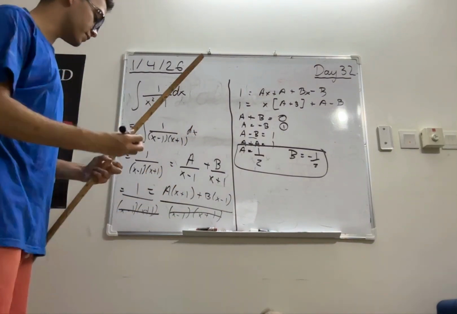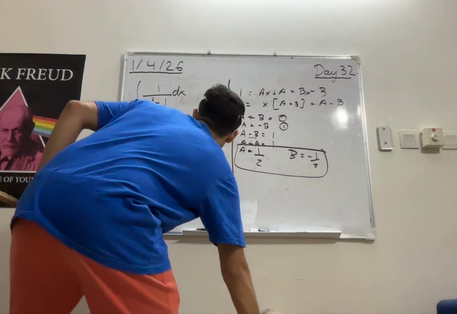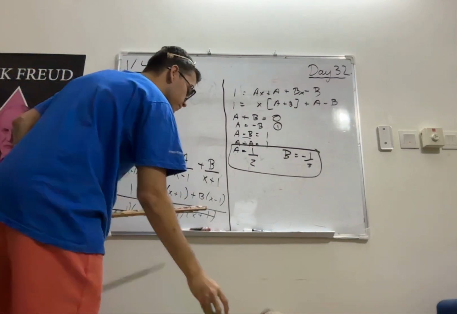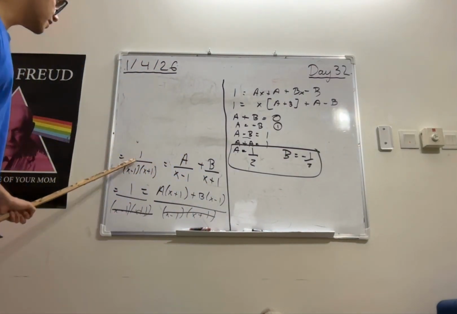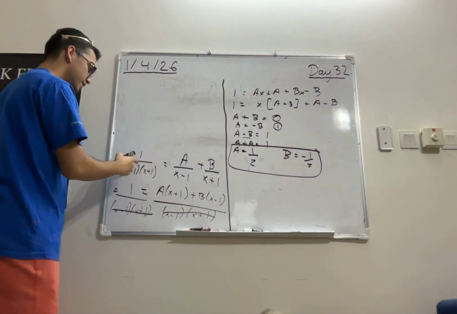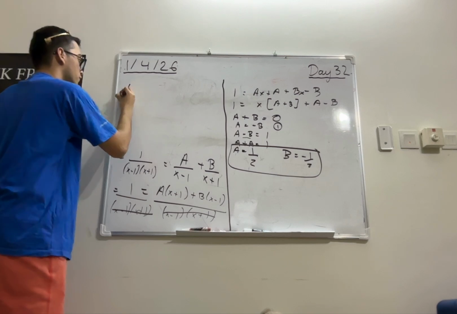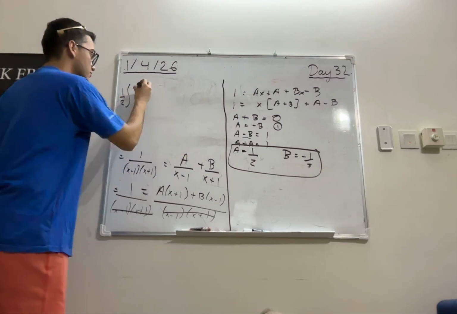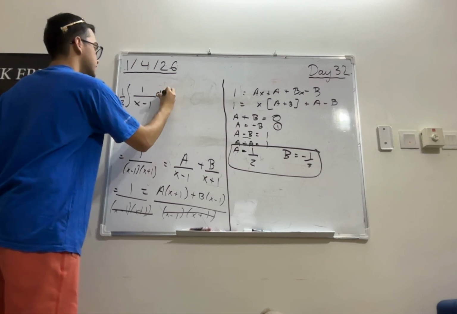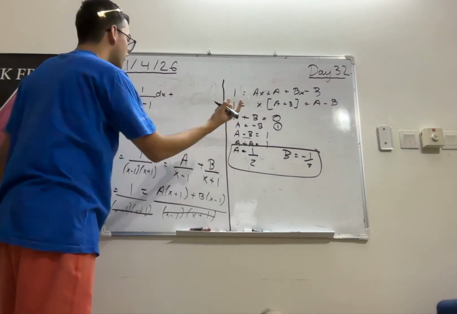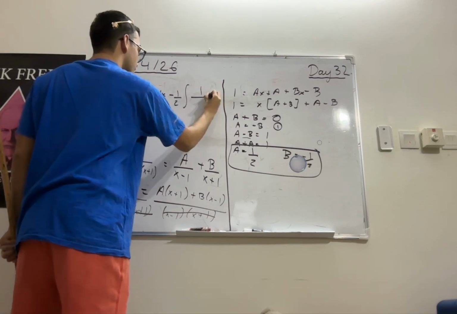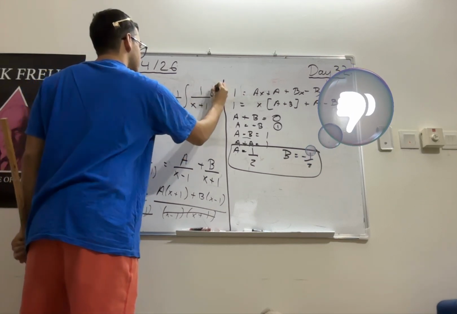Now what do we do from here? I'm going to have to erase this so it's easier. Now that we've gotten our a and b, we can see that we rewrote our integral as this. So we just write this with the constants. Our integral is split up into the integral of 1 by 2, it's a constant so you can take it outside, times 1 by x minus 1 dx plus b, which is minus 1 by 2, integral of 1 by x plus 1 dx.